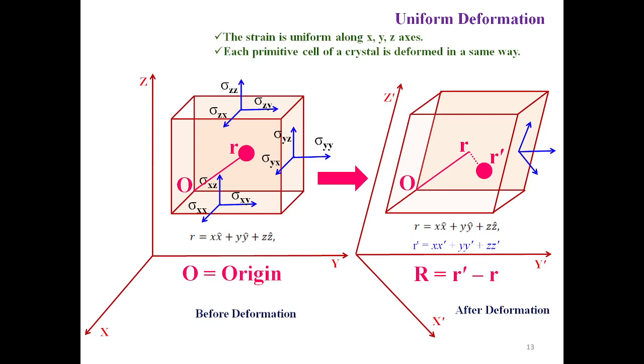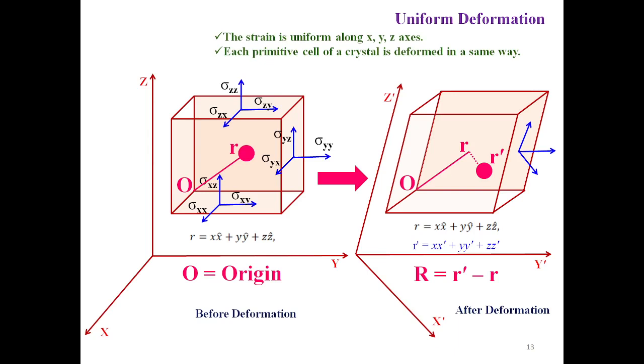This picture shows the object under uniform deformation, before and after deformation. The stress components are acting on an object that undergoes strain. The strain is uniform along x, y and z axis. In uniform deformation, each primitive cell of a crystal is deformed in the same way. Let's consider an atom situated at a point R before any stress is applied. This atomic position vector can be expressed as R equal to x x-cap plus y y-cap plus z z-cap.